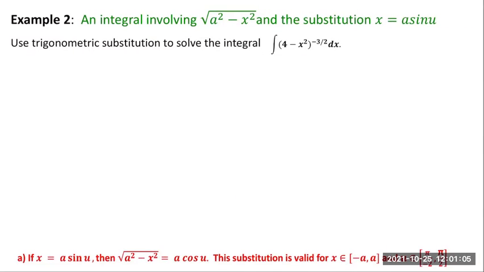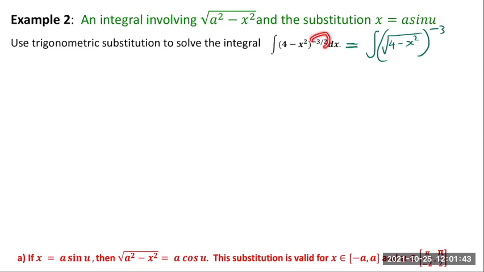Next, I want to go over this particular example. Use trigonometric substitution to solve this given integral. What kind of substitution would go here? Well, first of all, to determine what substitution would go well here, I'm going to rewrite this integral. This is equal to the integral of 4 minus x squared, square root of 4 minus x squared to the power minus 3.